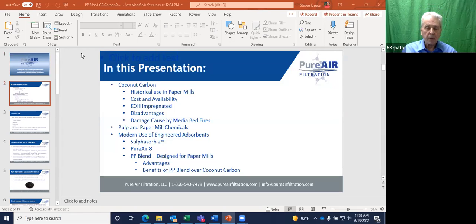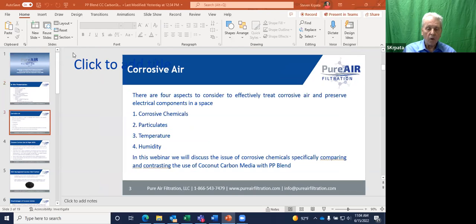We're going to discuss the topic of coconut carbon media versus PP blend. And we'll be hitting these primary points on this slide: the history of coconut carbon media and some of the features of it, also pulp and paper mill chemicals, and then the use of engineered adsorbents for treating it and comparing and contrasting that to coconut carbon media. If you would please hold any questions until the end of the presentation, where hopefully we will answer everything.